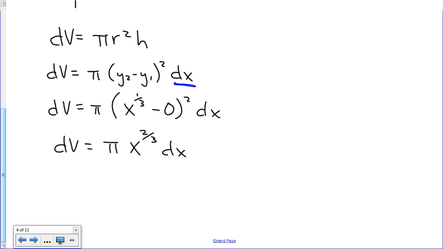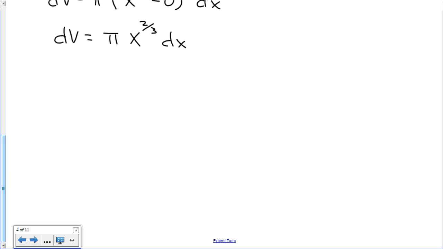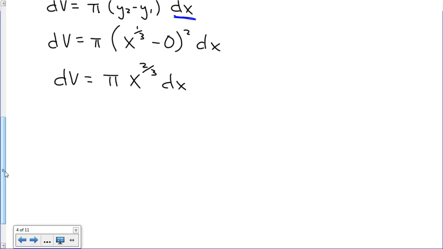And actually that one wouldn't be too bad to integrate with the fundamental theorem, but I want to illustrate using that numerical integration feature on your calculator. But now that I got my differential equation and it's in terms of one variable, we're ready to integrate this thing.